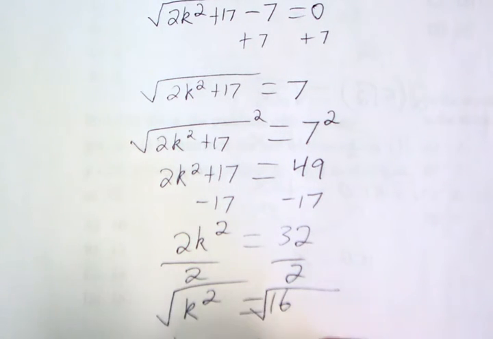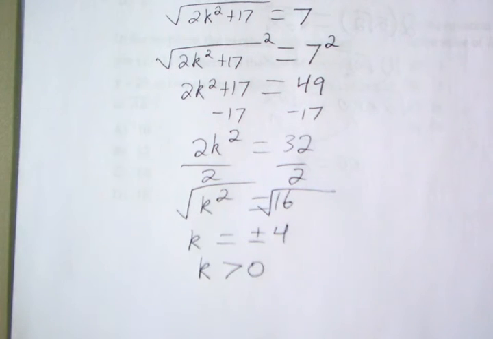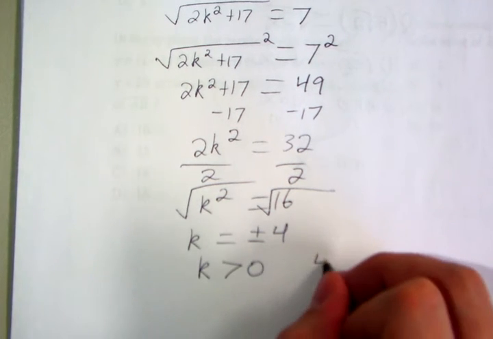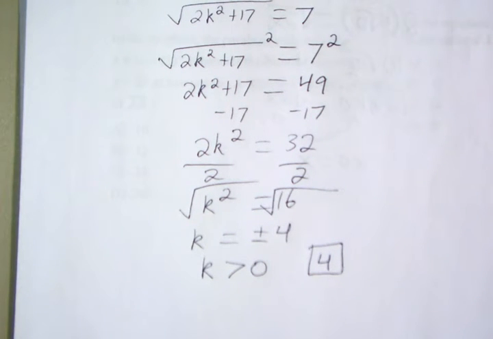So k is equal to either a positive or a negative 4. You may recall earlier in the problem they told us that k has to be greater than 0. So that only leaves 4 as a possible answer because negative 4 is not greater than 0.